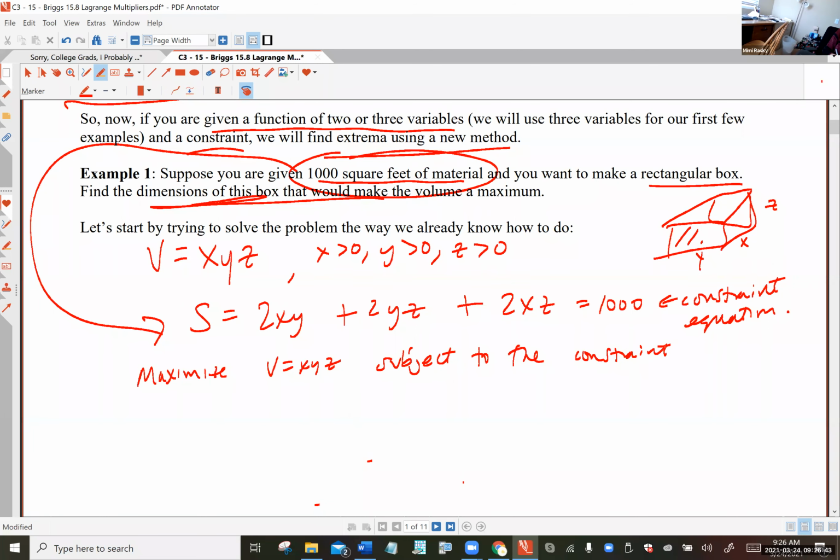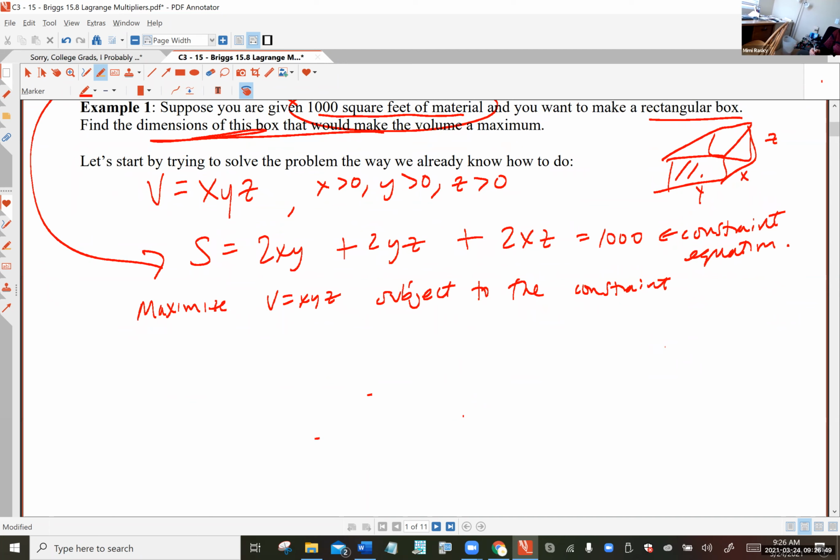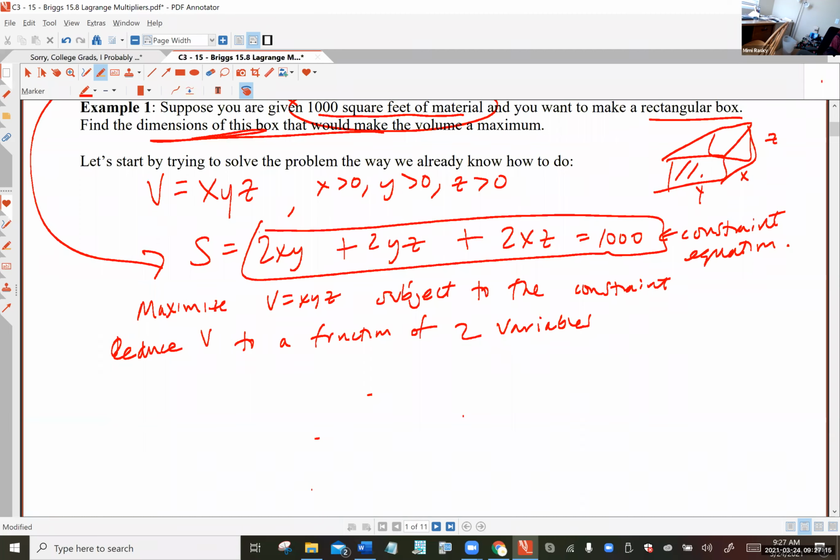Now, if we were doing it the way that we just did the first 2 word problems today, we would have to reduce the volume to a function of 2 variables. So let's just start doing this, and then we're going to stop and go, no, after we look at it. So we're going to reduce V to a function of 2 variables. And it's like, oh man, really? Yeah. How? Well, use your constraint equation and solve it for one of the variables. So here's your constraint, and you can solve it for any one variable that you like. Although traditionally they usually solve it for z, but that could lead you into problems sometimes.